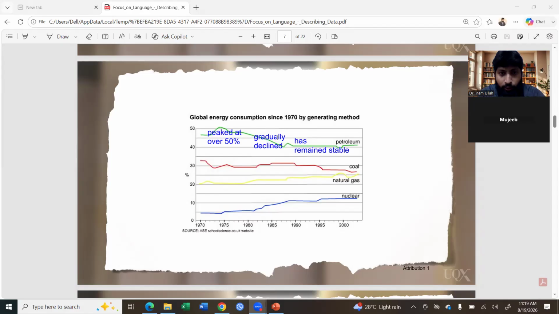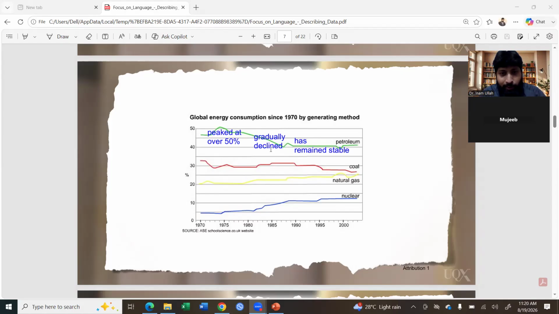Okay. So it gradually declined, right? So it was not a sharp decline. A sharp decline means directly coming down. Gradual decline is like this, when you go like this, right? So you can see the words gradually declined. Now here you can see it goes in a straight line. So it means that it is stable. It is not fluctuating. So it has remained stable, right?